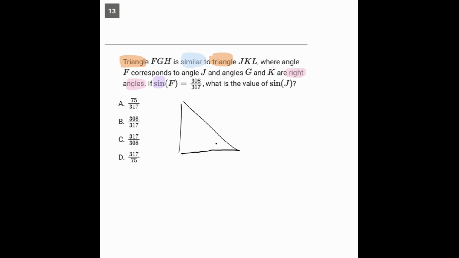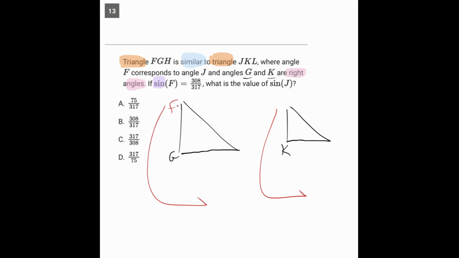Let's draw two right triangles. We're being told that G and K are the right angles. But now the names of them are FGH and JKL. So if we're using the same order, just imagine an order going like this, FGH and JKL. So we're drawing them in that order.